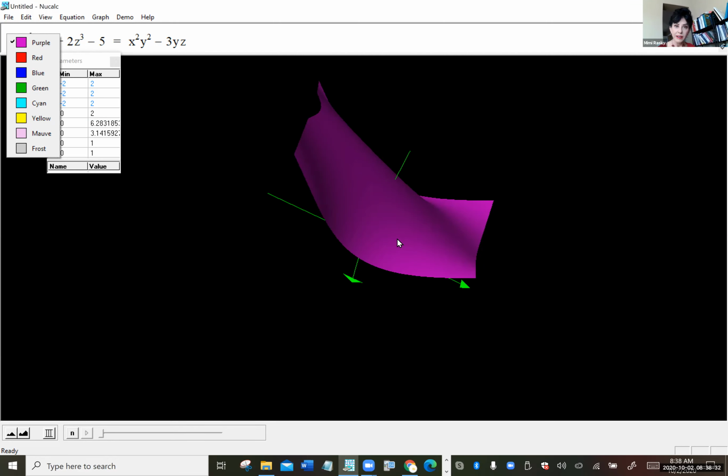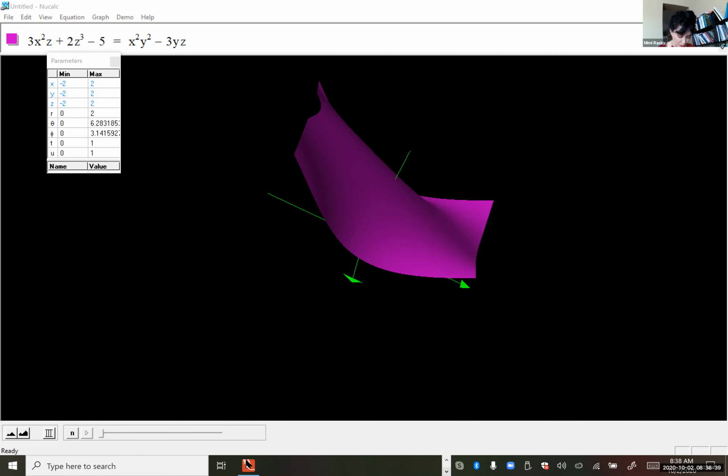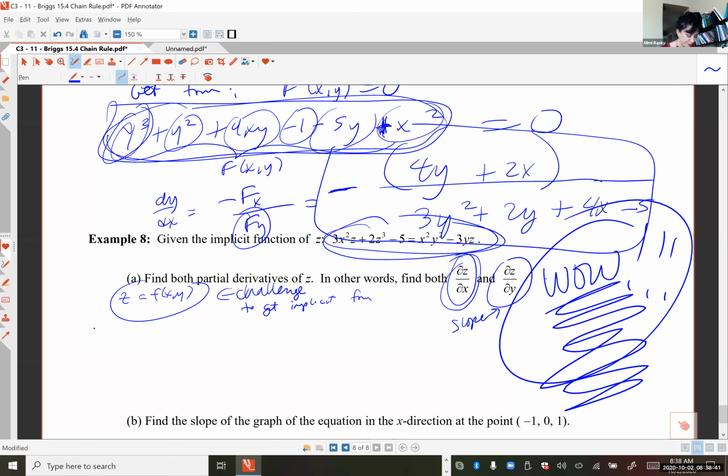Well, we can get it because we now have this cool formula that tells us how to get it. So what is the cool formula? Well, it's in that theorem. So first, step one: I need to get F(x,y,z) equals 0. Otherwise you can't even apply the theorem. And it doesn't matter which side of the equation you get everything on. You'll still end up with the same result.